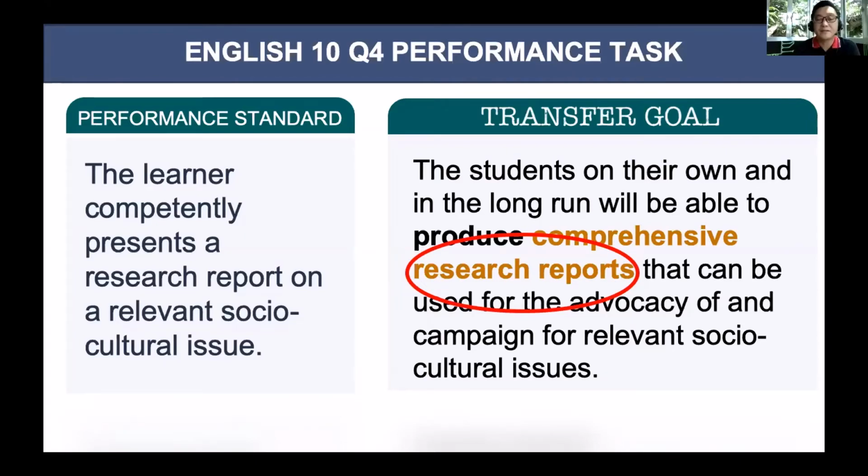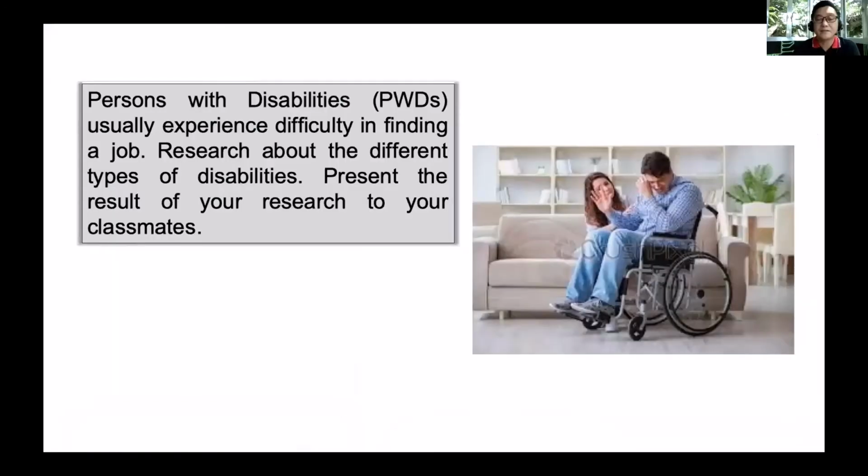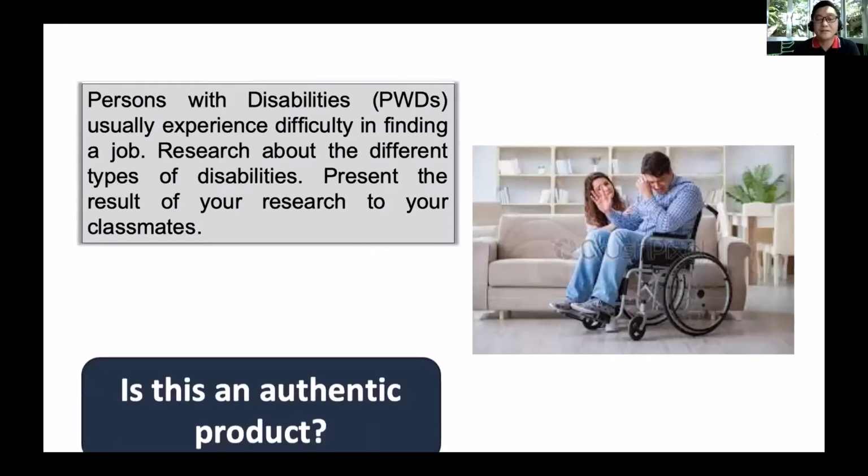So given this performance standard and this transfer goal, we can now design a product to this effect. Let's read. Persons with disabilities usually experience difficulty in finding a job. Research about the different types of disabilities. Present the result of your research to your classmates. My question is, do you find this product authentic? Is this an authentic product?